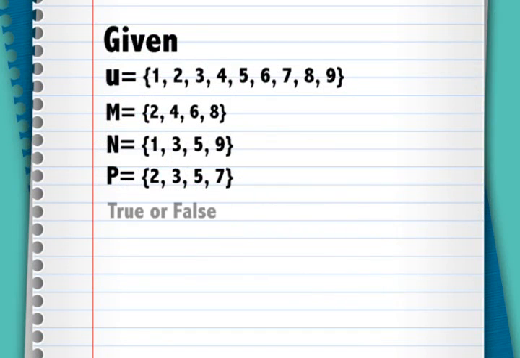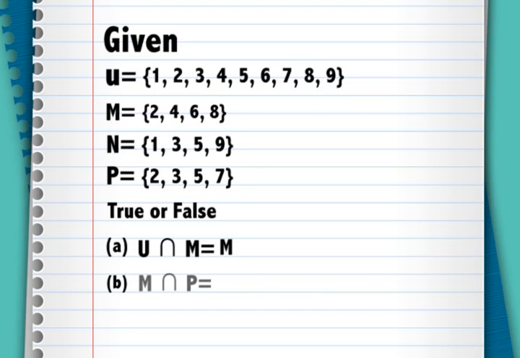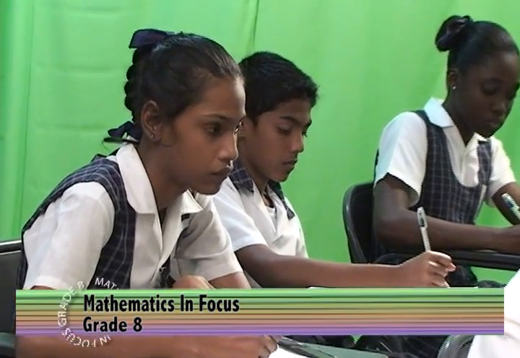State which are true or false. Here are the questions for you, true or false. A, we have U, the universal set, intersect M is equal to M. You can just copy that. Then we have B, M intersect P is equal to phi, which is the null set. Think about them, don't answer us yet.